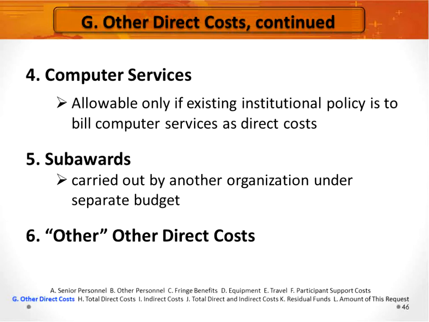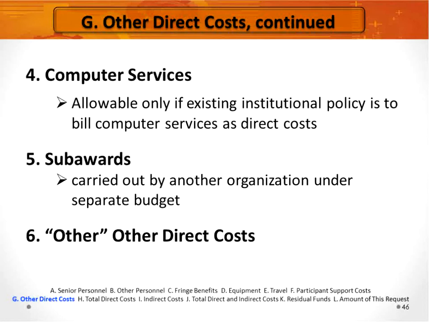Subawards. Celeste made a reference to subawards as another place where you could budget the participation of another organization. New grantees are not likely to have subawards, but some of you may, and certainly larger projects could include subawards. So we'll spend a minute going over this budget category.